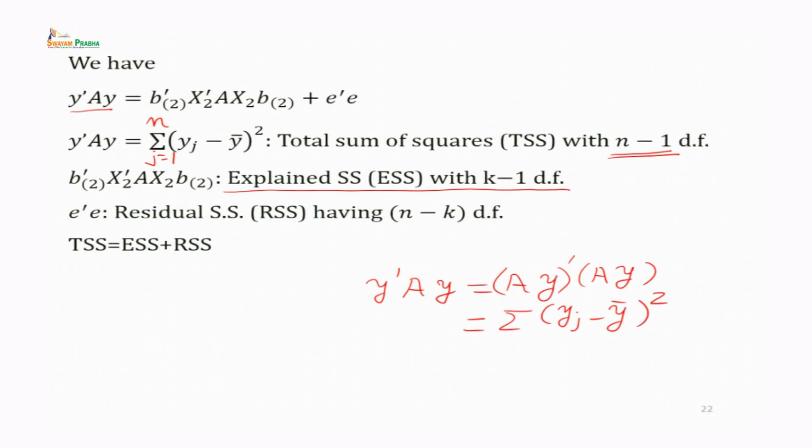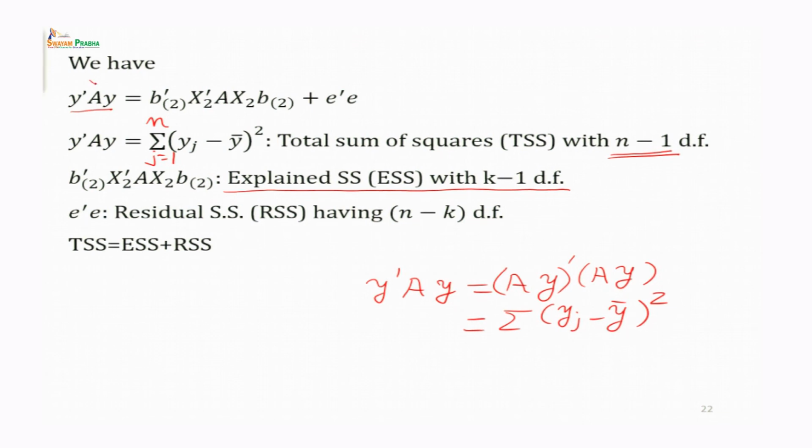Again, I am not going into the details, but this is the total variation in y's. This is the amount of variation explained by the regression, and then you have the residual sum of square, which is E transpose E. E transpose E has n minus k degrees of freedom.